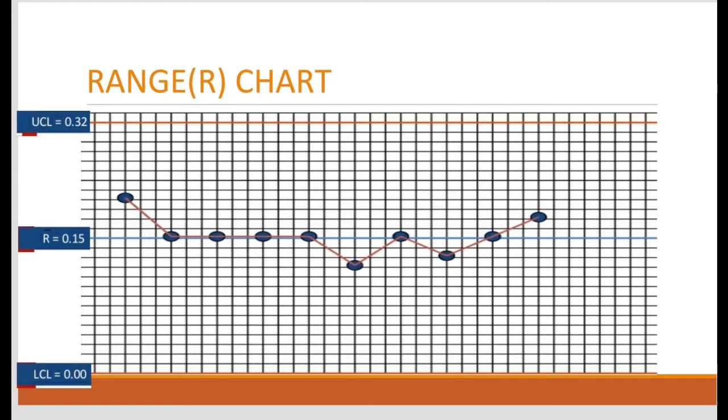So this is the range or R chart for the example we have taken. Here we follow the same procedure as we followed in the X bar chart. Here also all values are between the UCL and LCL. So this chart is also stable and under control.